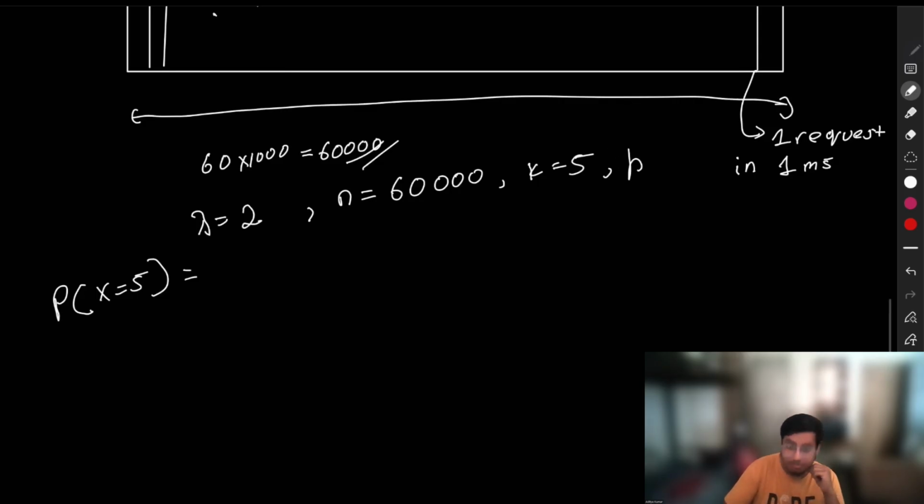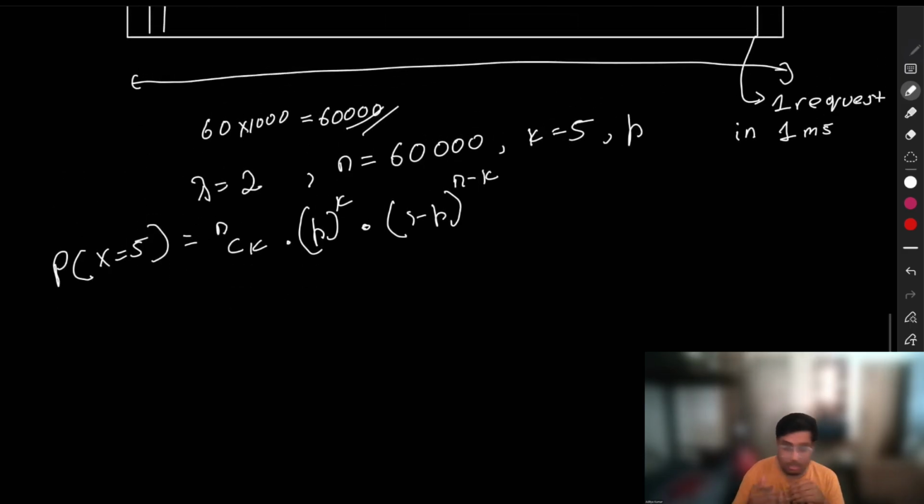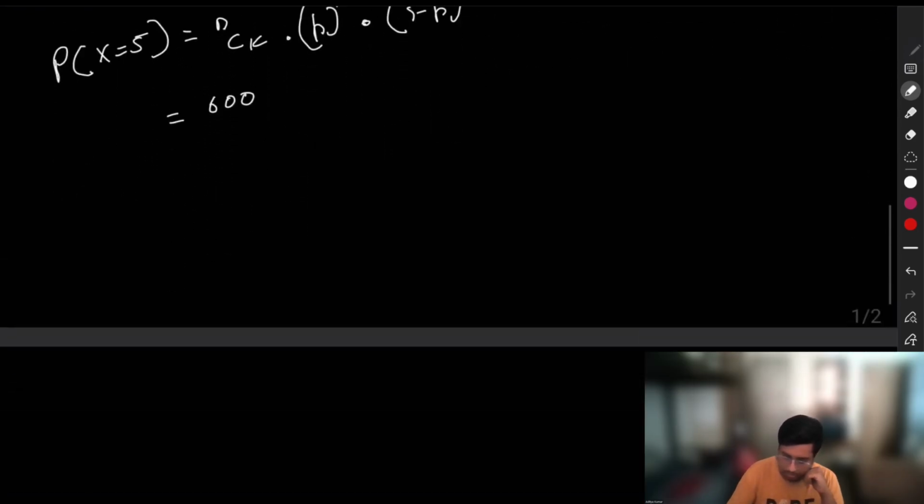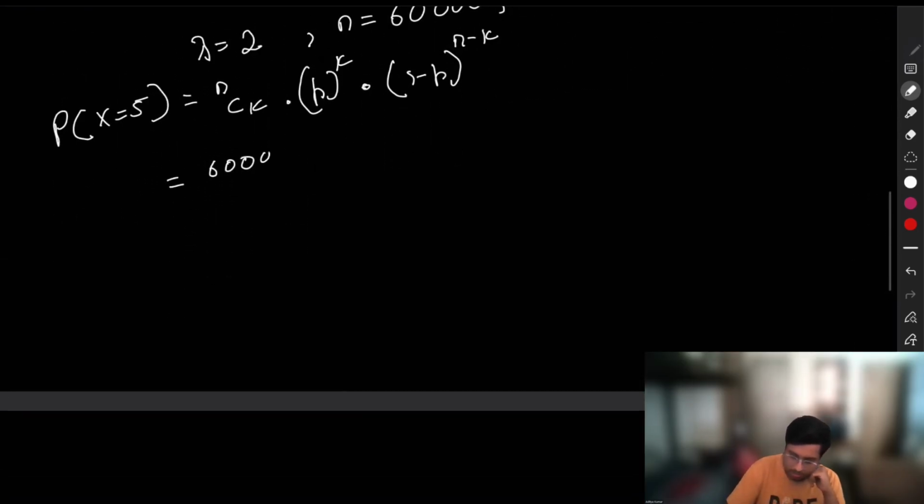The value of p we will calculate later. Okay, so what is the value of n? No, first let's write the formula. nCk multiplied by probability p raised to the power k, multiplied by (1 minus p) raised to the power n minus k. Now let's put the values. What is the value of n? It is 60,000.